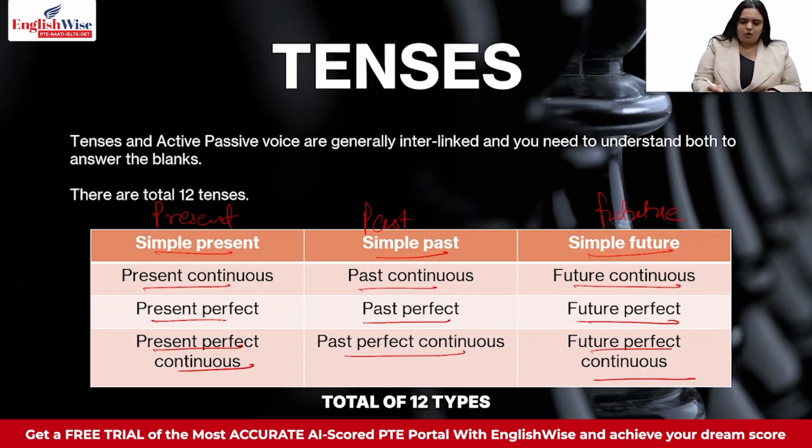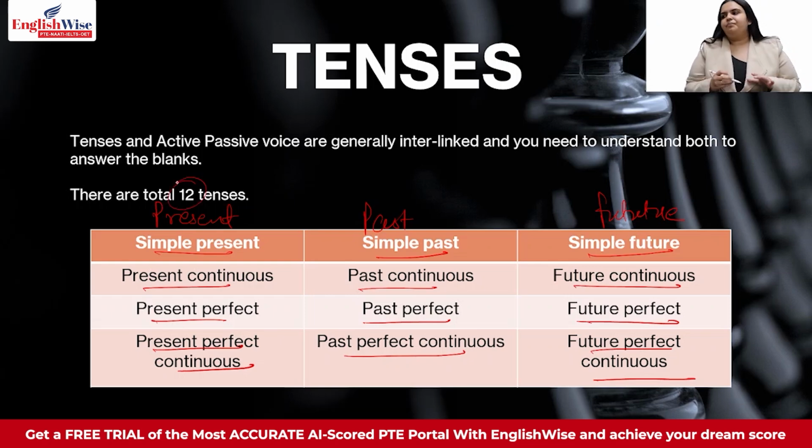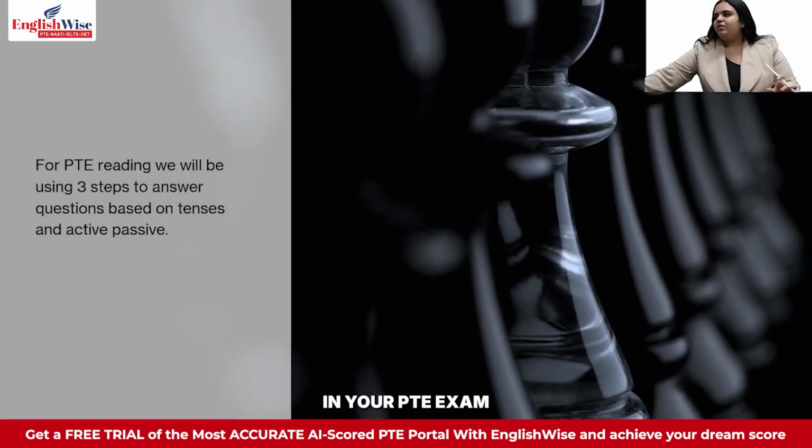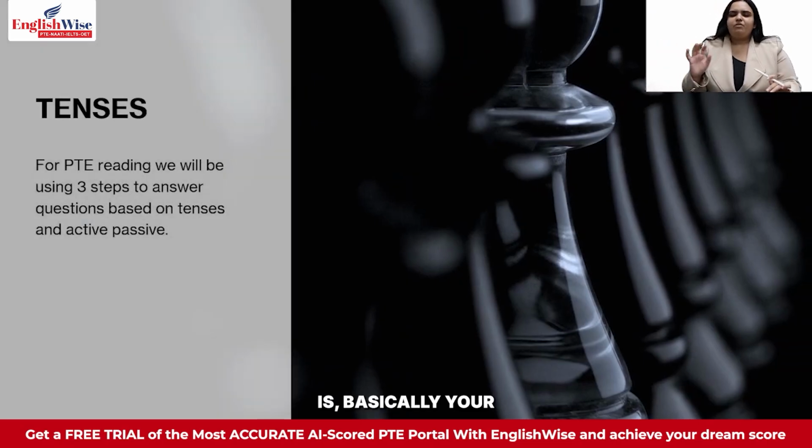So there are a total of 12 types of tenses. Okay, and you will be assessed based on these 12 tenses along with your active passive voice. Now what happens in your PTE exam is, basically your PTE exam is not like a 10th standard exam or a school exam. Basically when you want to learn tenses, we always start by learning certain formulas.